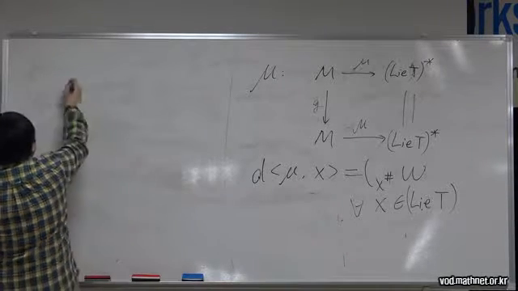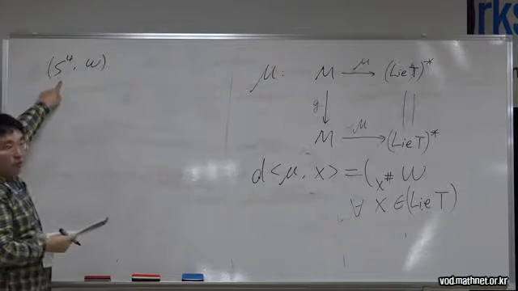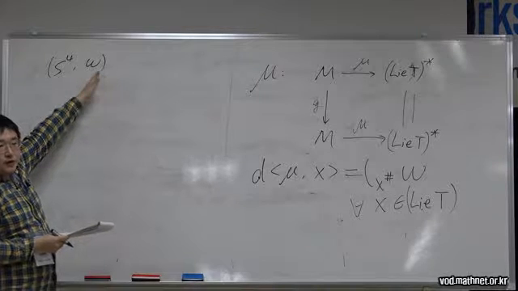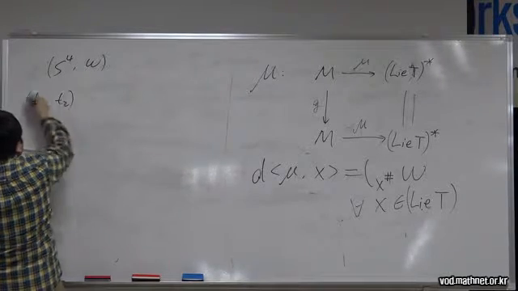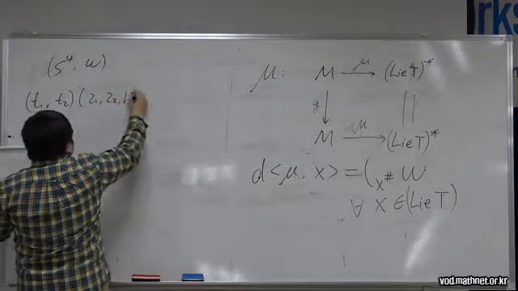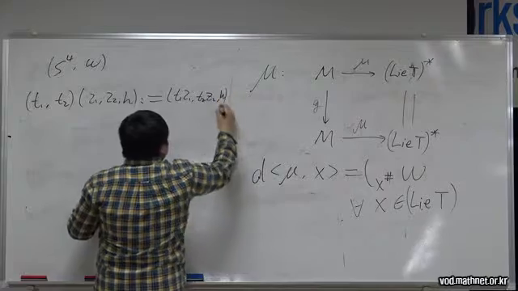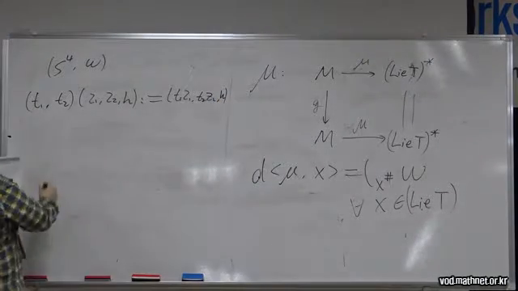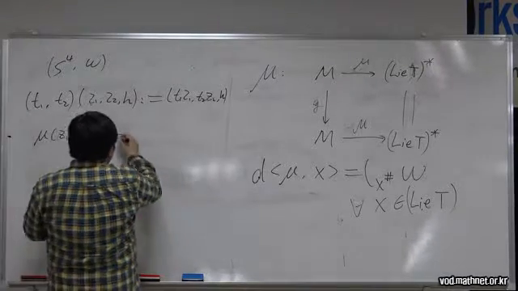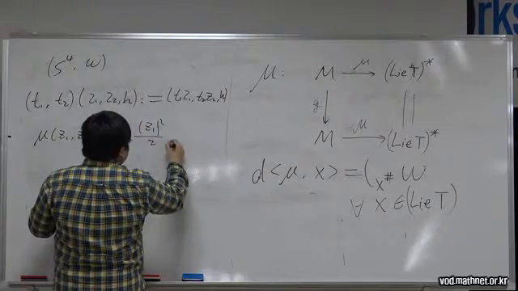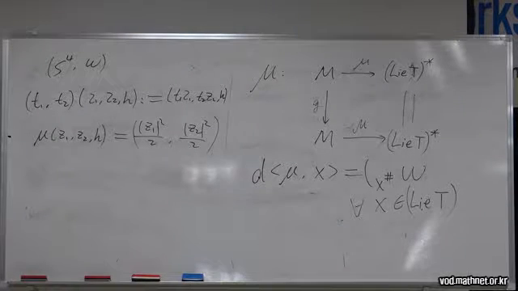Let's see an example. The typical example is S4 with the form we introduced first. Then the torus action is given in this way. And the momentum map is given by this form.